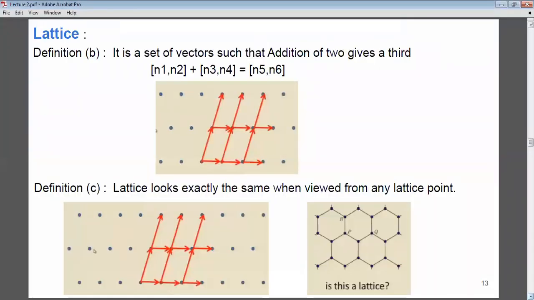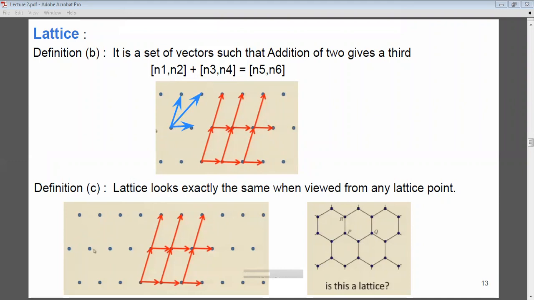What are other definitions for a lattice? So definition B, it's a set of vectors such that addition of 2 gives a third. In simple terms, if I take, for example, let's do it in a different color, if I take this vector plus this vector, what does it give? It gives this vector, which reaches a third point on the lattice. So if I take the addition of 2 points on the lattice, it gives a third point.